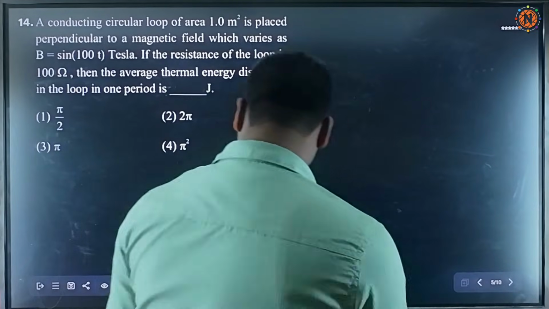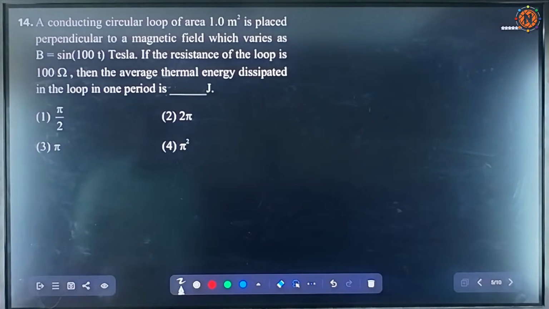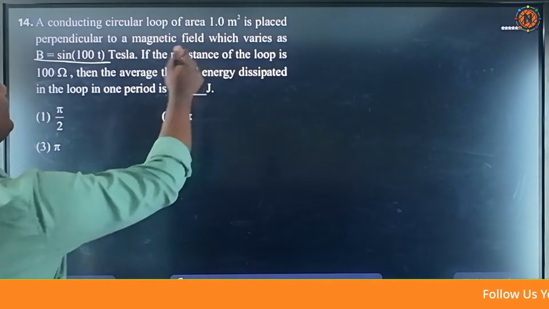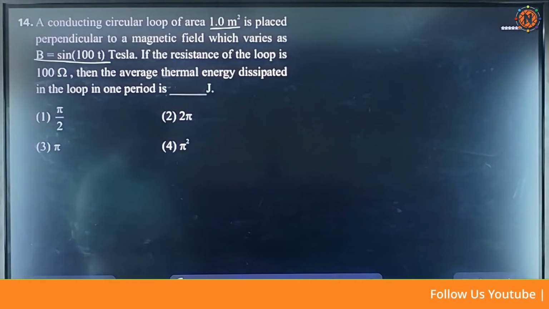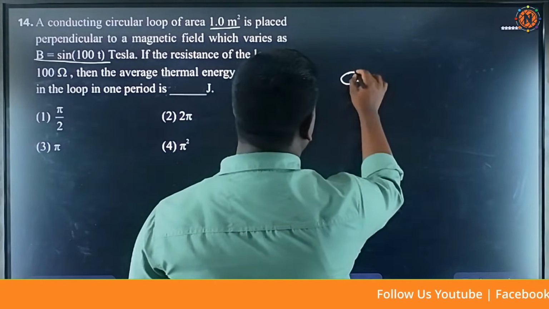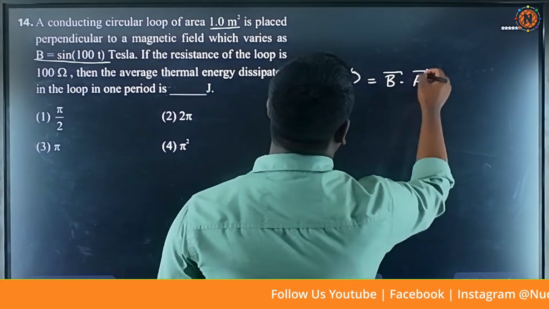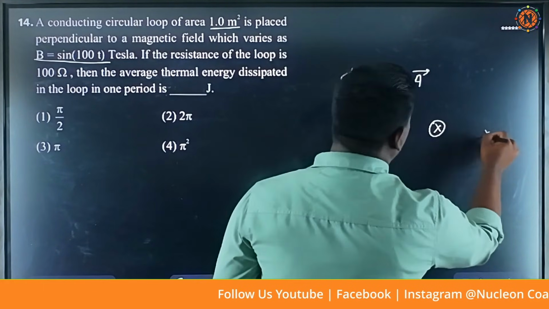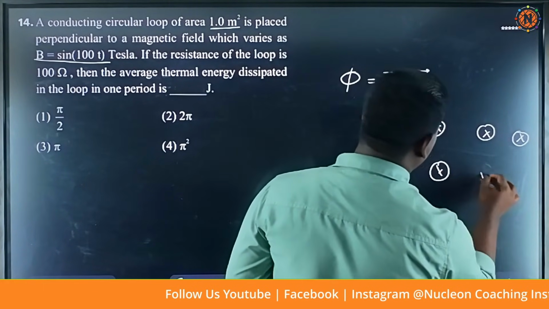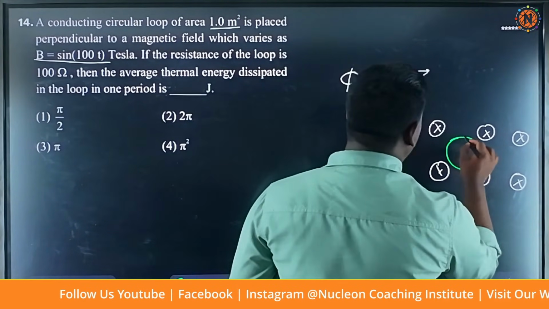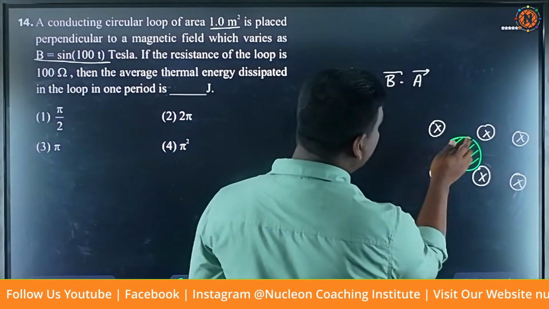That is, a conducting circular loop of area 1 meter square is placed perpendicular to a magnetic field which varies. Okay, here magnetic field is given like this and area is given like this. Since magnetic field is changing, that means friends, flux is also changing. So we can write the total flux as B dot A vector. Let us consider these are the magnetic field lines, inward magnetic field lines. But they are varying, they are not constant. And let us consider this is a circular area, and this area is perpendicular to the magnetic field lines.